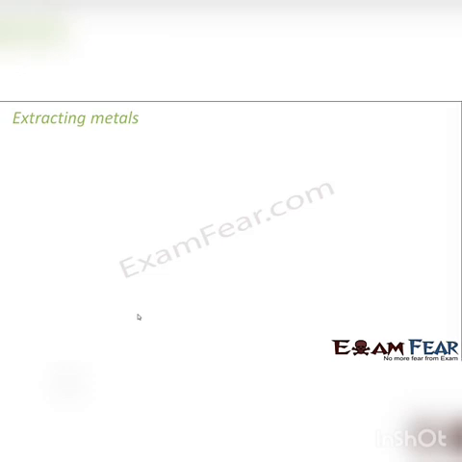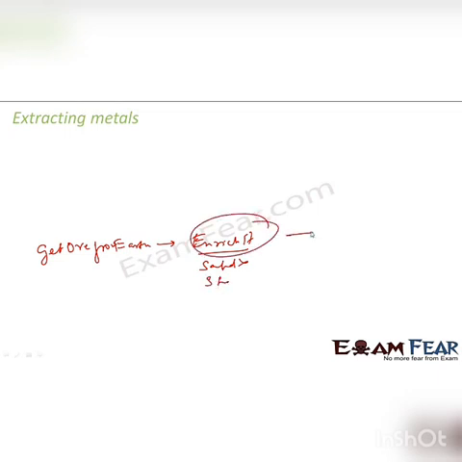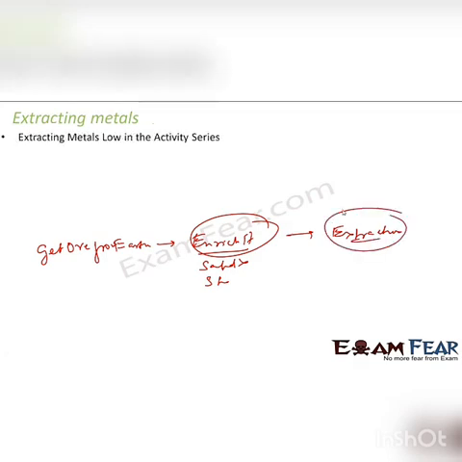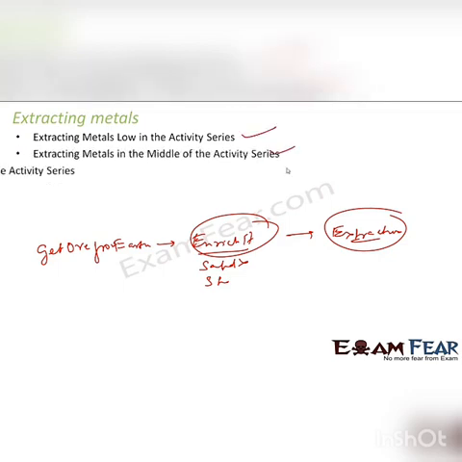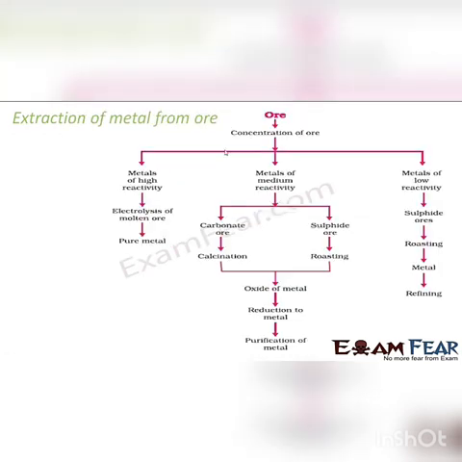So the process is like this. You get ore from earth, then you enrich it, that is, remove sand, stone, etc. Once it is enriched, you start the extraction process. For the extraction process, it depends whether it is a metal of low activity series, middle activity series, or high activity series. For all these three, we will have different extraction processes. We'll explain that. So let's take this chart which gives a clear picture of extraction.